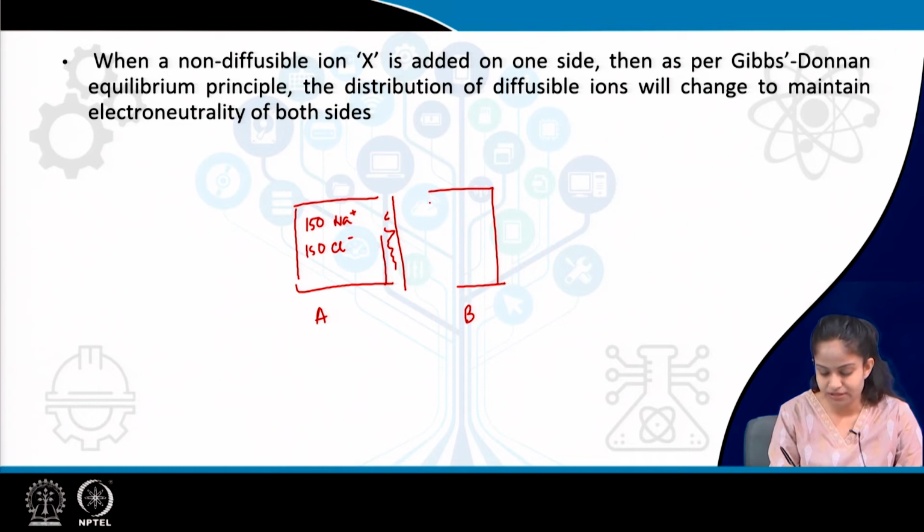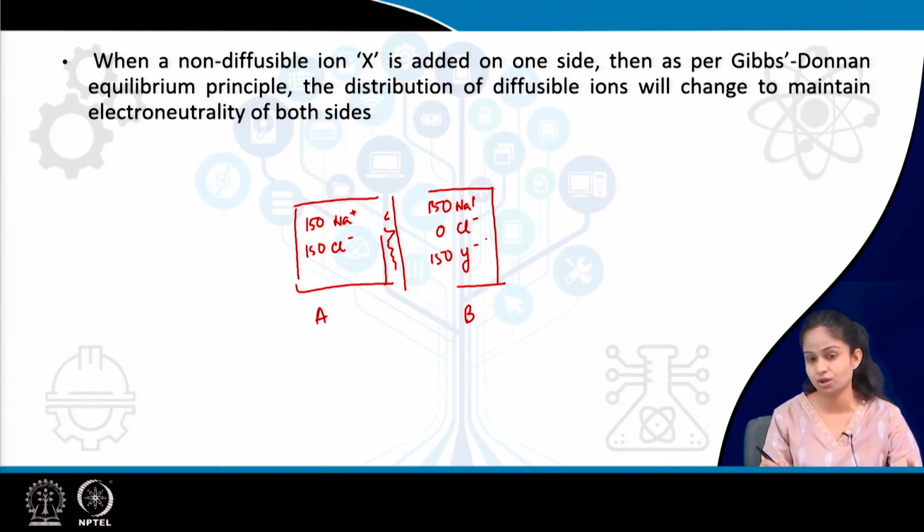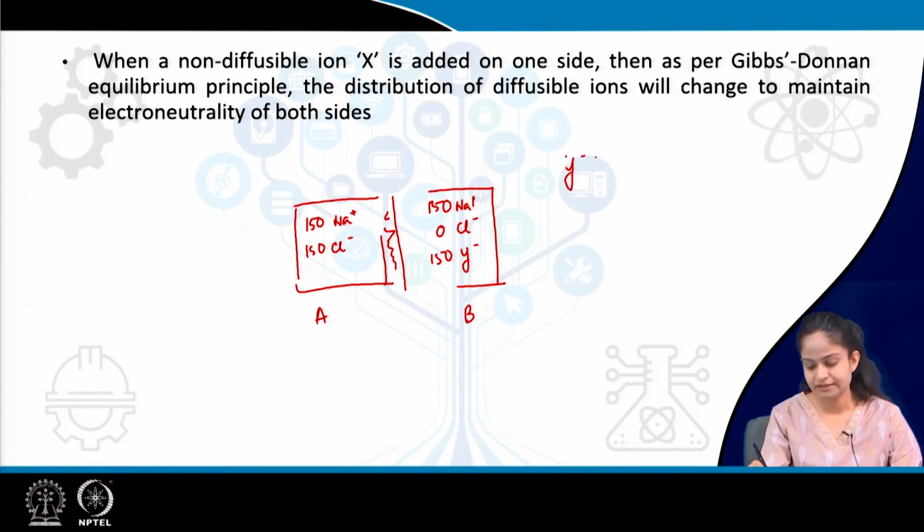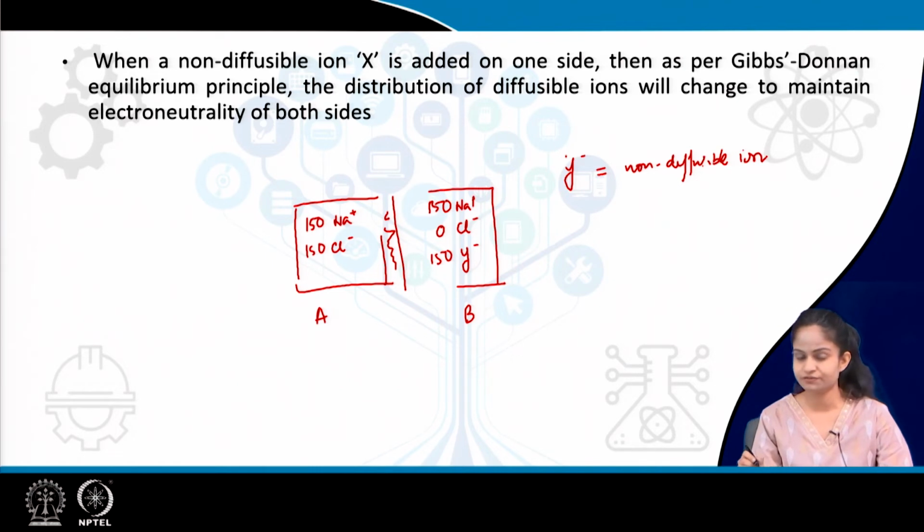In solution B, suppose there are 150 sodium ions, 0 chloride ions, but there are 150 Y ions, say proteins or larger anions, which are non-diffusible. So, in this case, we can see that the number of cations and anions of each solution are equal, but the product of the diffusible ions is not equal, because we are not considering this Y, because Y is a non-diffusible ion.